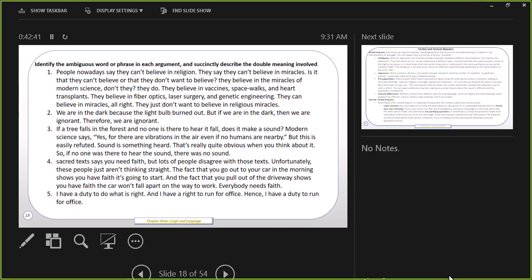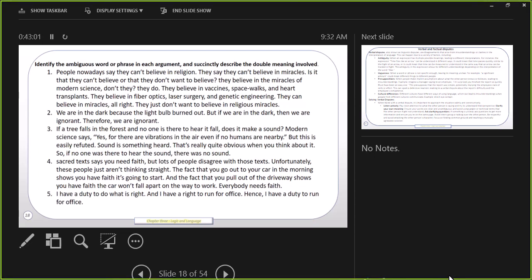Right refers to an ethical implication, right? Ethical, to do the opposite of wrong. I have a duty to do what's right. Whereas I have a right to run for office. What's right in this context? Chance? Chance.